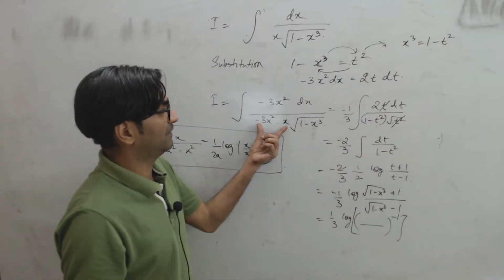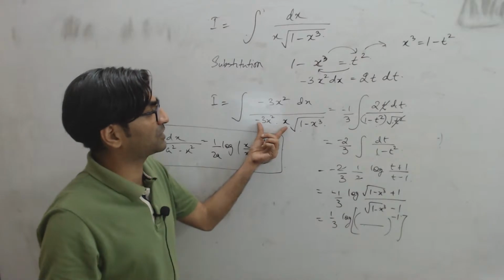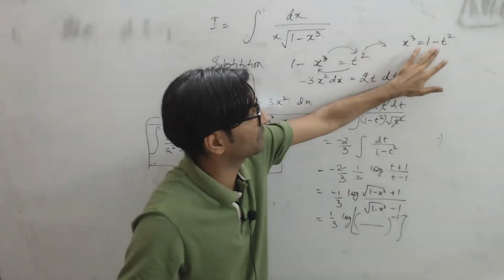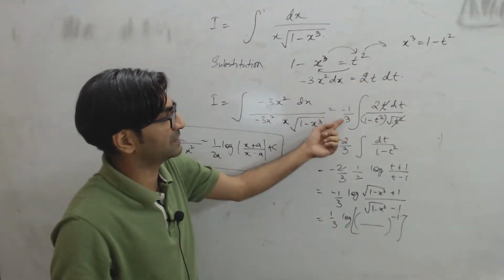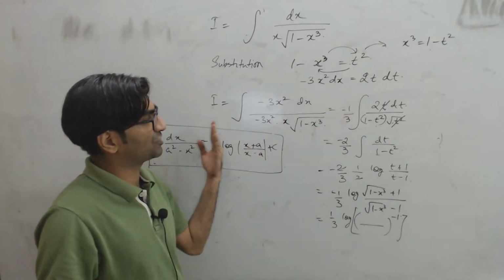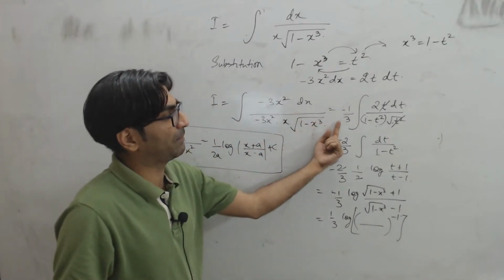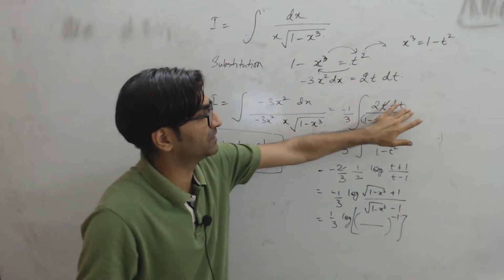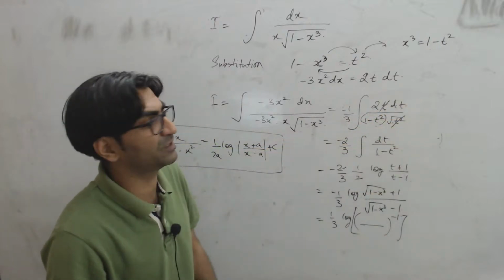And then I'm left with minus 3 into x cube. So x cube can be written as 1 minus t square. So this becomes minus 3, that I bring outside. So this becomes minus 1 by 3. Numerator has already been substituted. This root t square has also been substituted.